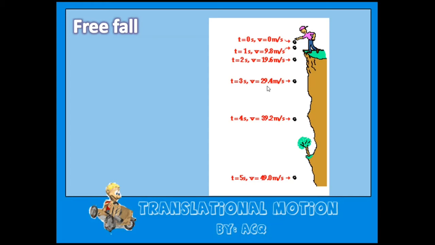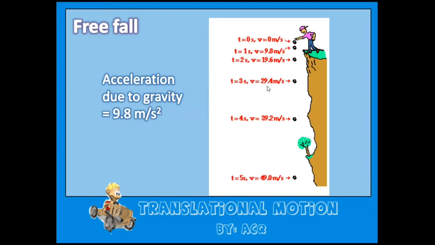Okay, as time increases, the velocity also increases when the object is moving downward, because the gravitational force is also pulling it downward, so it becomes faster and faster. And also the increase in the velocity is always 9.8 meters per second. So it has an acceleration of 9.8 meters per second squared. So that means after 1 second, 9.8 meters per second is added to its velocity.